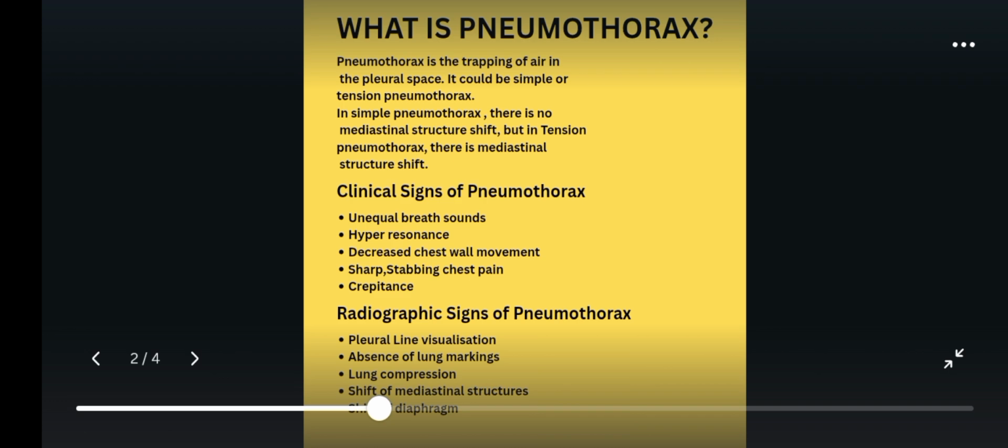Then, what are the clinical signs of pneumothorax? First, one of them is unequal breath sound. You see there is a reduced or absent breath sound on the affected side compared to the other side. This suggests that there is possibility of pneumothorax.